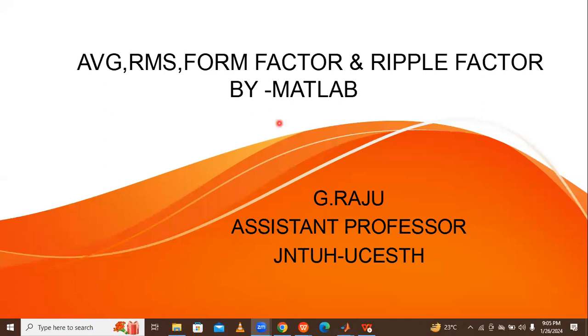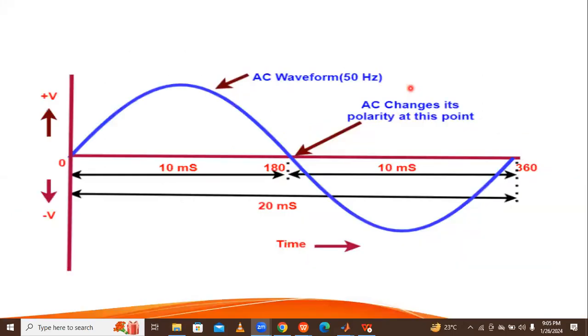Measurement of average, RMS, form factor, and ripple factor by using MATLAB Simulink. This is called a sinusoidal waveform for one cycle.